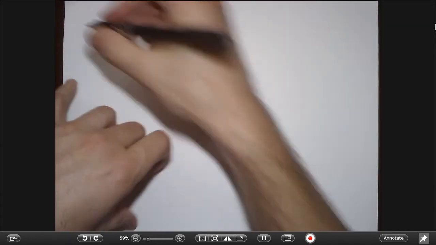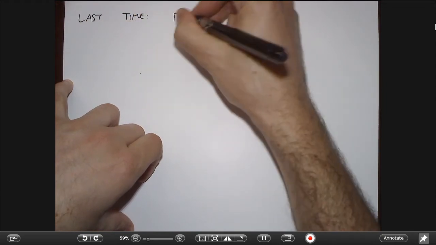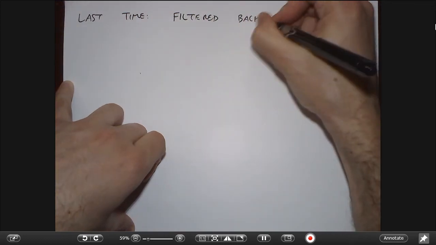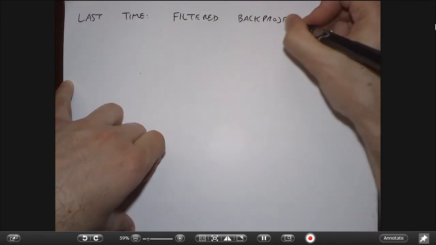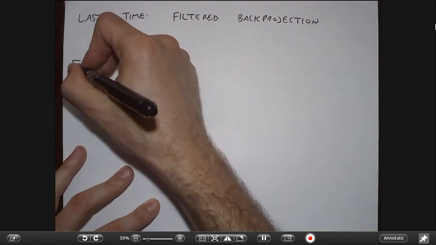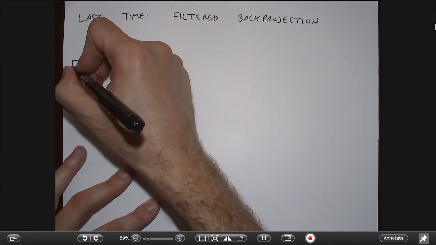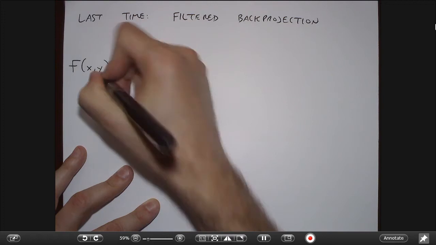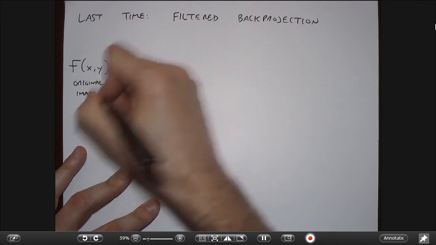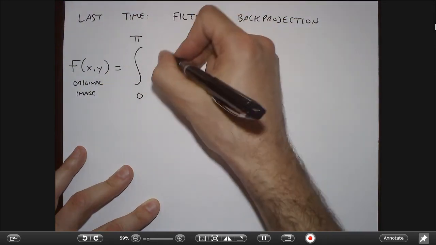Okay. So where did we end up with last time? So last time we ended with the equations for filtered back projection, right? We showed that this was the ideal thing that I should do to reconstruct the original image from its projections. And so here's where we got last time. This is saying that to reconstruct the original image, which I'm going to call f(x,y), I showed that I could get there with this equation.